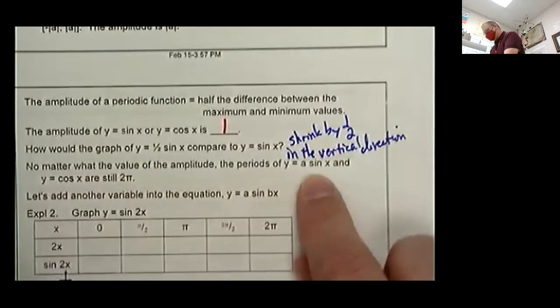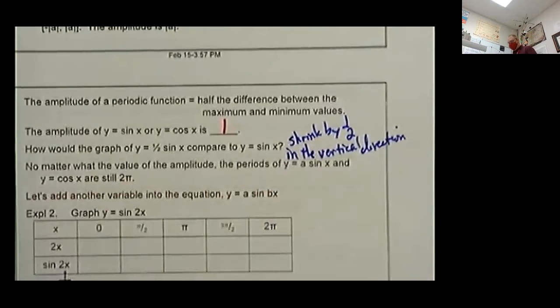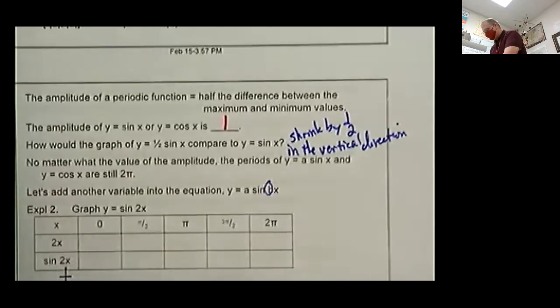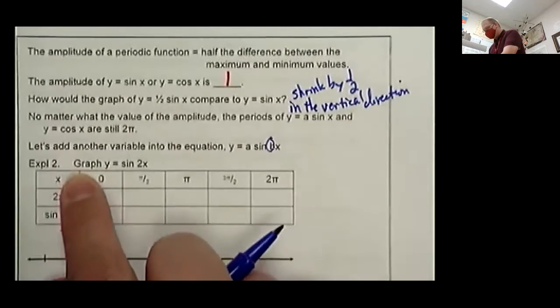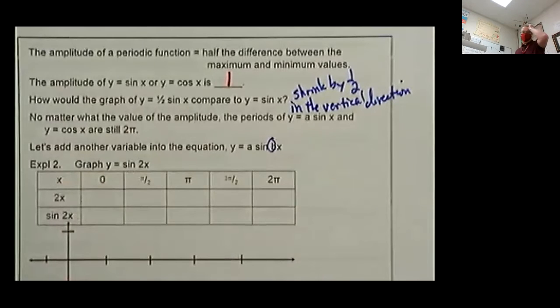No matter what the value of the amplitude, the periods of sine x and cosine x are still 2 pi. So let's add another variable into the equation, and that is y equals a sine of bx. So now we're looking at this number b here. And so for example, we're going to graph y equals sine of 2x and see what happens.